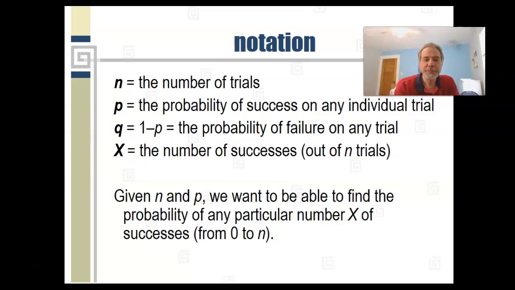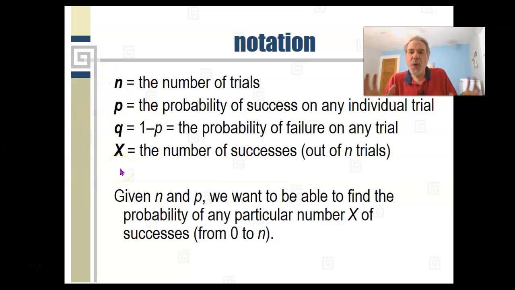Then Q represents the probability of failure on any individual trial, the probability that what we're talking about does not happen. And remember, the probability of something not happening is equal to 1 minus the probability of it happening. So Q is always going to be 1 minus whatever number P is. And then X will represent the number of successes. And remember, that could be anywhere from 0 up to N.